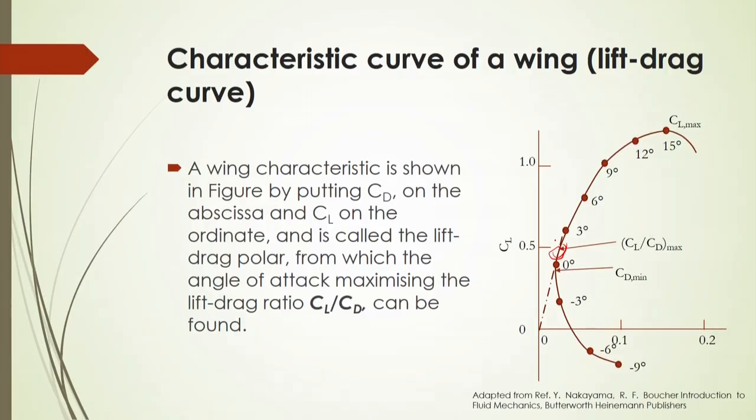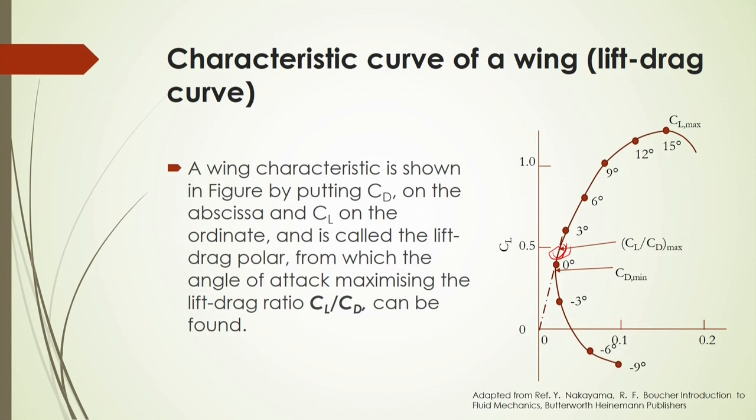Similarly, another important point is how the characteristic curve of a wing, that is the lift drag curve, can be obtained. If we consider the wing characteristic and plot the curve by putting CD on the abscissa and CL on the ordinate, what will happen? You will see that there is an angle of attack that will maximize the lift drag ratio, CL by CD. The CL by CD ratio will be maximum at the point here, 0.5. This maximum lift drag ratio is represented by this characteristic curve, at a certain angle, which is called the angle of attack.